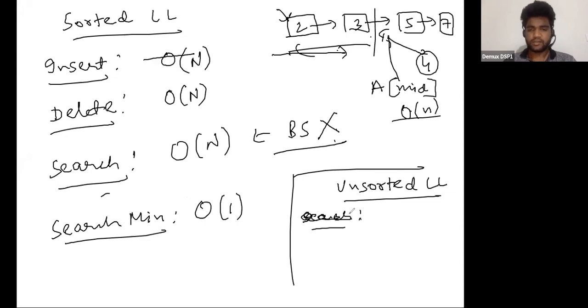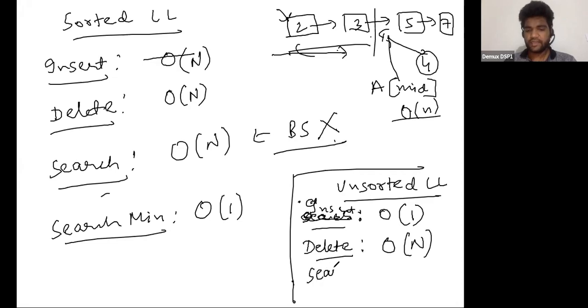First, let's talk about insertion. It will be order 1, right? You can just insert at the back because the linked list is unsorted, right? When you are deleting, you will have to again search for that item. Searching will take order n, and then the actual act of deletion will take order 1. So the total time will be order n.